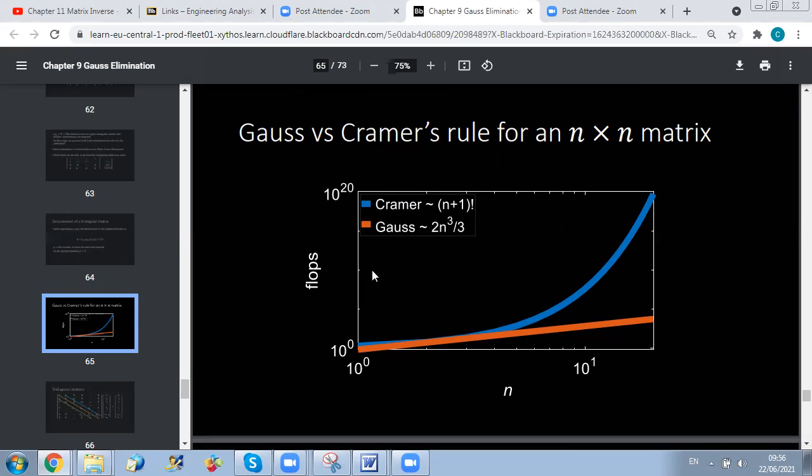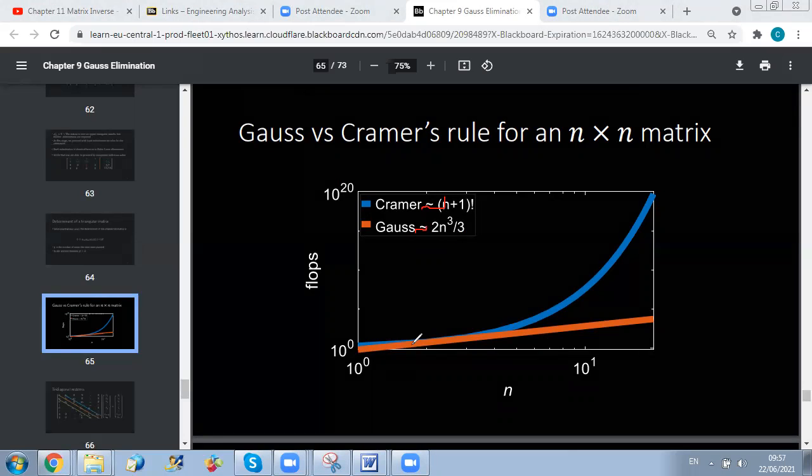So using Cramer's rule, the number of operations needed is of the order of (n plus 1) factorial. While if you use the Gauss elimination method, the number of operations needed is of the order of 2n cubed over 3. And if you plot the number of operations required as a function of n, then you will see that the Gauss method is much more efficient, especially for very high numbers of equations.